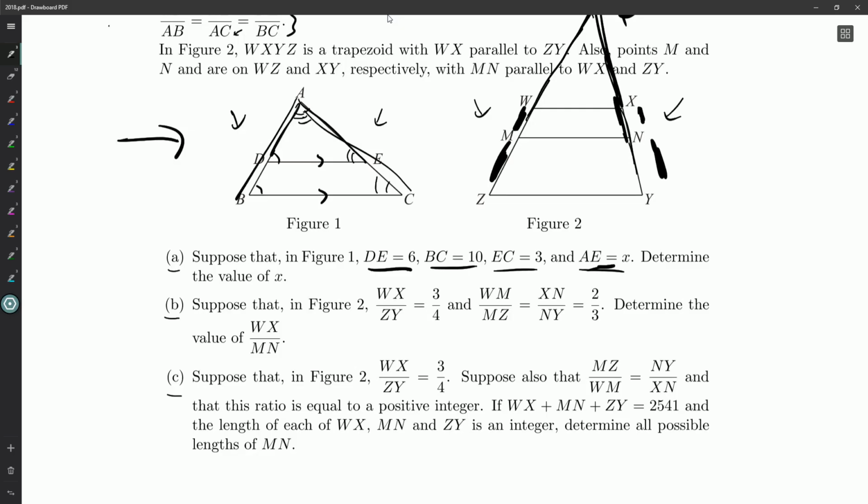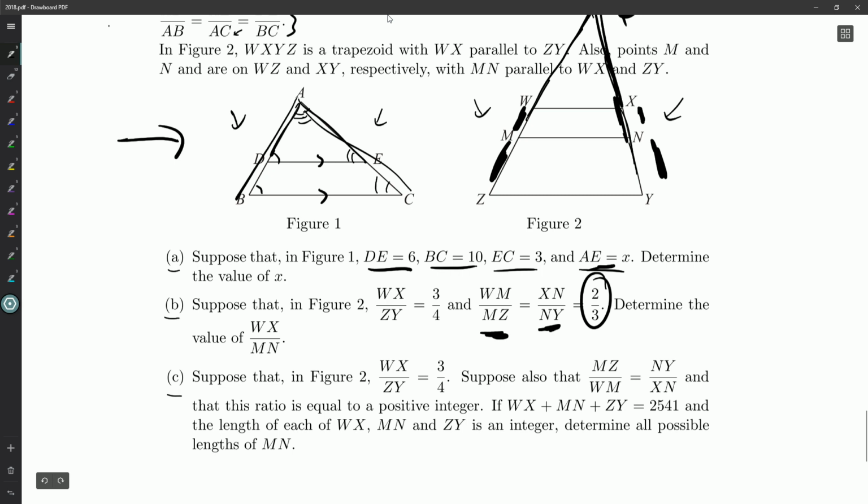Now we've got C part left to work on. So what have we got in store for C part? Suppose that in figure 2, WX over ZY is 3 to 4, so exactly the same thing we just had a moment ago. And MZ over WM, so they're flipping this fraction, but these two ratios are still sort of the same. That's good. And that this ratio is equal to a positive integer. So it was 2/3 up here. That's probably why they flipped it.